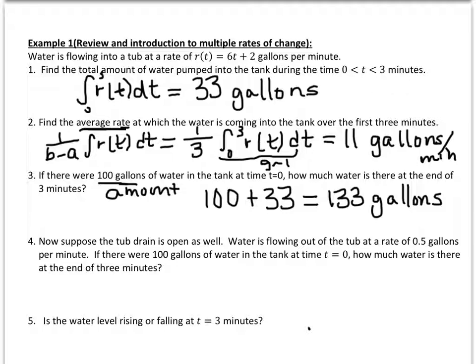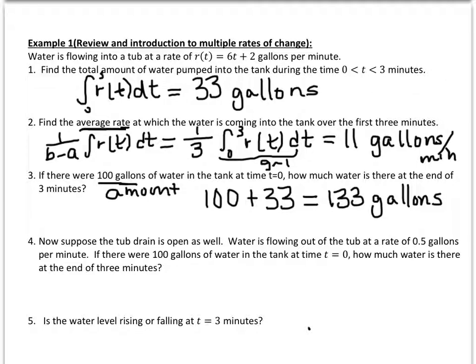Now if I read question 4, something different has happened here. Now suppose the tub drain is open as well. Water is flowing out of the tub at the same time it's coming in. So I have two different rates of change going on that are affecting the amount of water in the tub overall. Then I still know there's 100 gallons of water in the tank at time 0. How much water is there at the end of 3 minutes?